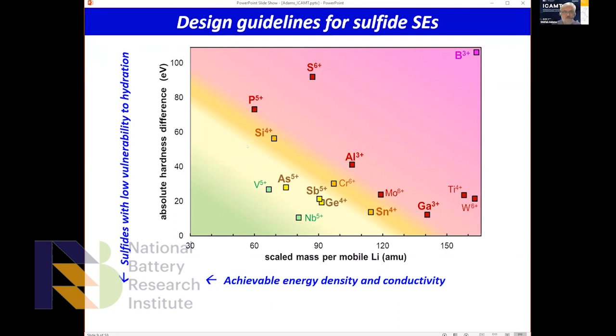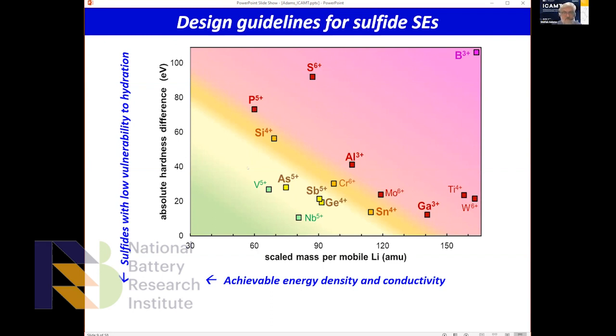But for practical application, you cannot build your own fab completely into a glove box. You have to at least allow a somewhat higher water vapor pressure. So you have to go in this direction.